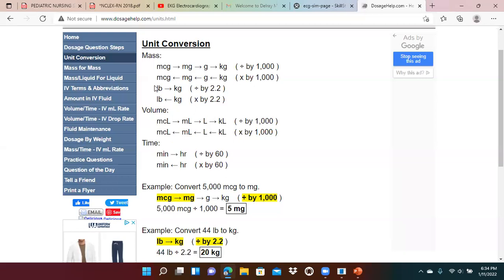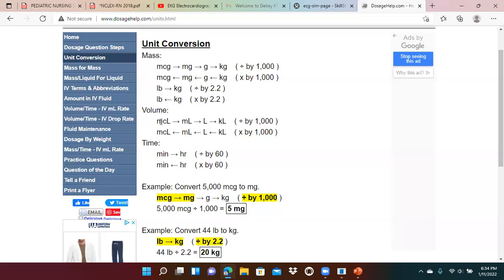So if you want to convert pound to kilogram, it would be divided by 2.2 because 1 kilogram equals 2.2 pounds. If you want to convert kilogram to pound, it will be multiplied.